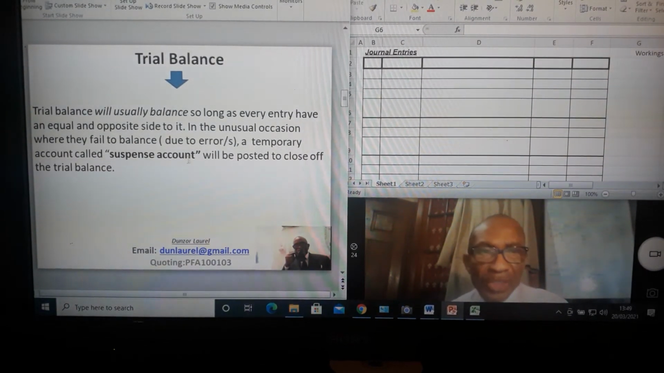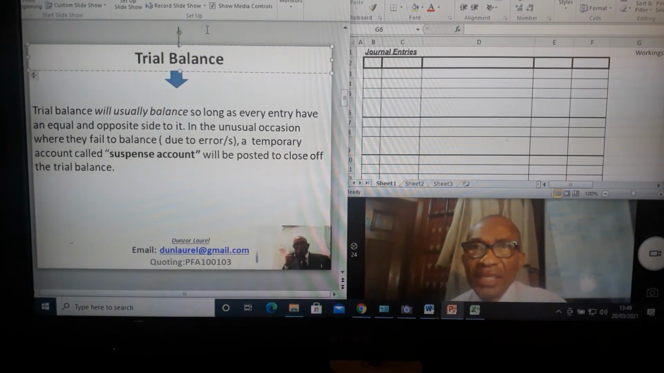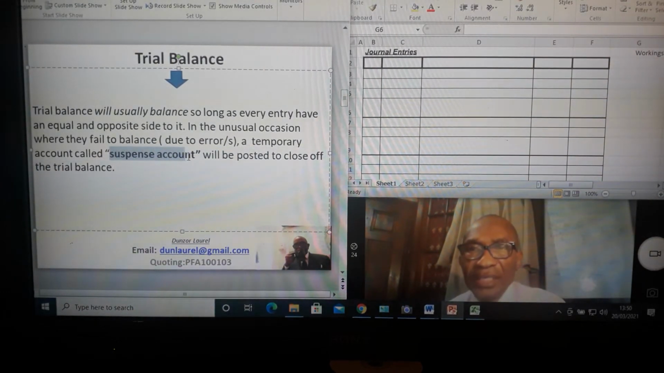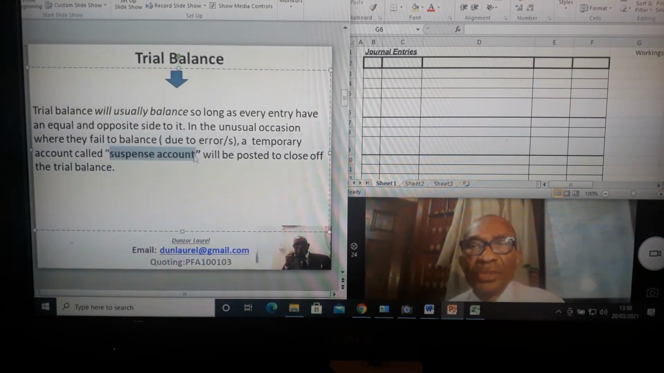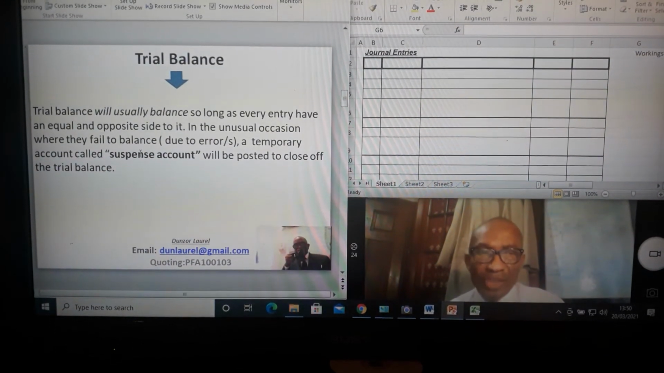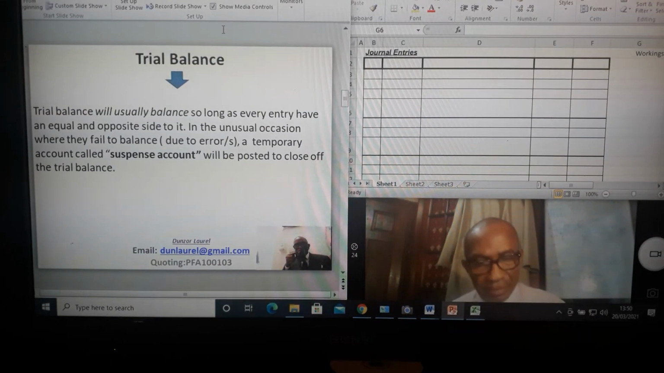In a very unusual case where this trial balance does not balance due to some error, an account termed a suspense account will be inserted temporarily to close off the trial balance. After further investigation, if the errors are found, they will be reversed out and the suspense account will come back to 0.